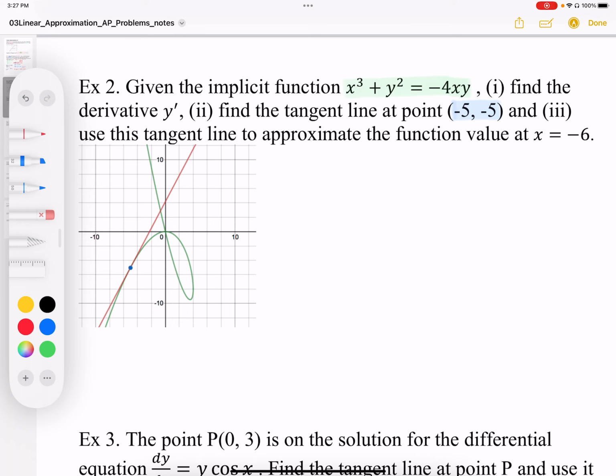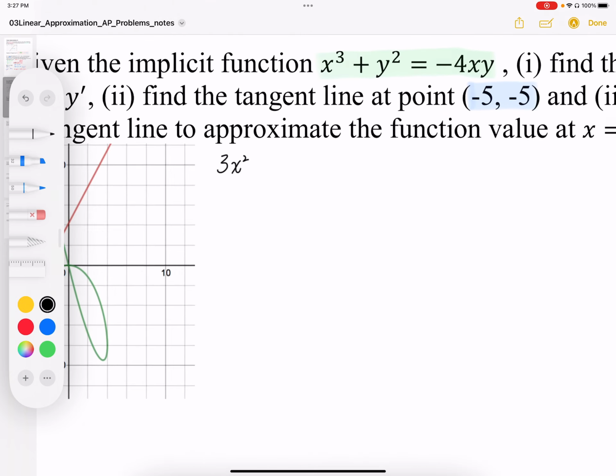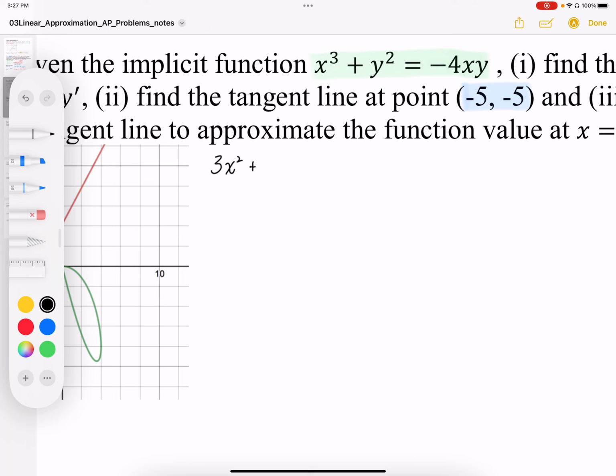at x equals negative 6. So the first thing we want to do is implicitly differentiate this so we can get the derivative y prime. I'm going to differentiate this implicitly. So 3x squared plus 2y, and then we need to make sure we add on the y prime for chain rule, equals negative 4. This is a product, so I'm going to do the derivative of x, which is 1, times y, plus x times the derivative of y, which is y prime.